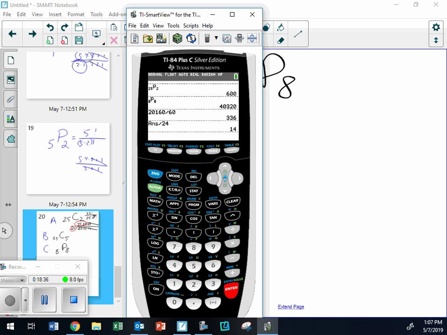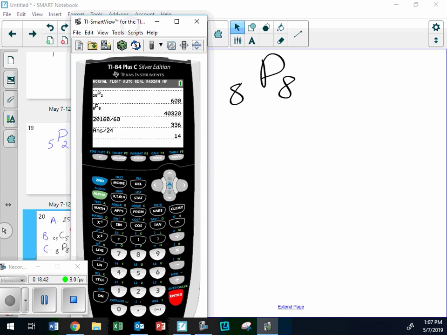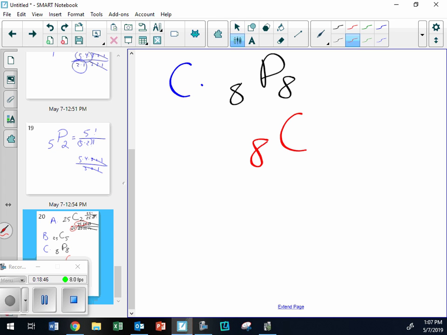Yes, sir? Why was the one with the 8 books a permutation? Okay, now I want you to just ponder for a moment. If it wasn't a permutation, then it would be 8C8, right? And think for a second. If I did that on the calculator, the answer would be 1. Do you think there's one way to rearrange all those books? No. So it's a permutation because the order matters.